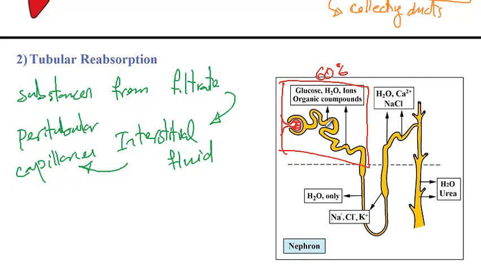The compounds that are getting reabsorbed here include glucose, water, other ions, as well as organic compounds. Then we have the descending loop of Henle that reabsorbs water only. And then we have the ascending loop of Henle that reabsorbs sodium, chloride, and potassium. Next, we get to the distal convoluted tubule that reabsorbs water, calcium, and sodium chloride. And then finally, we get to the collecting ducts that reabsorb water and urea. The more antidiuretic hormone is secreted, the more water will get reabsorbed because more aquaporin channels will get incorporated.